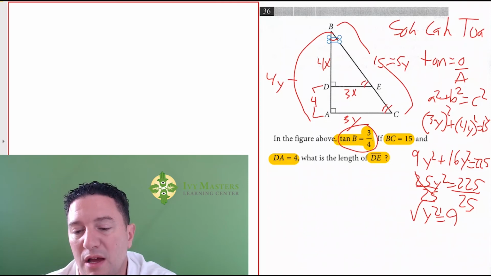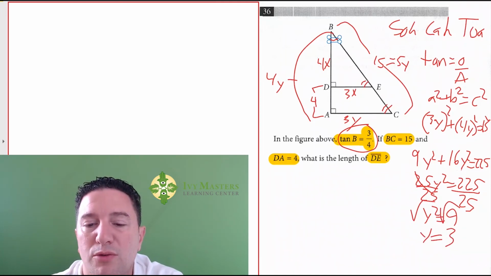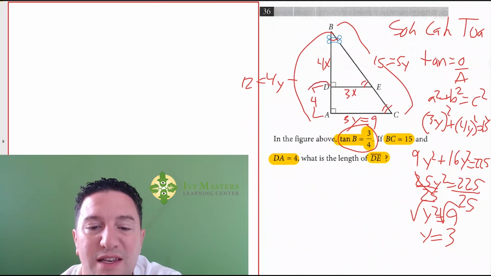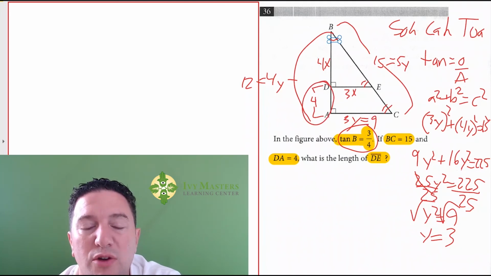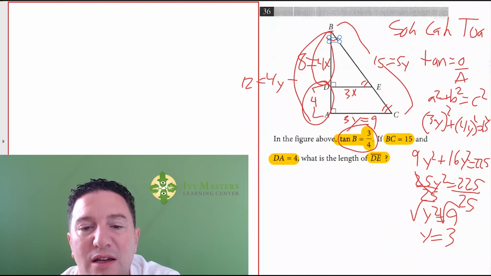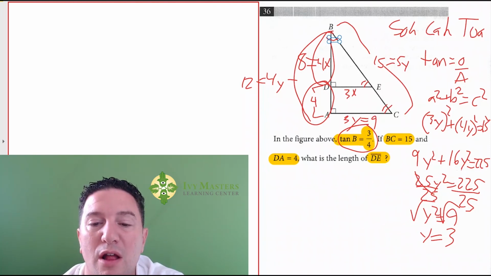Take the square root of both sides. You get, as I said before, y equals 3. So if y equals 3, then this side is 9. That doesn't help me much though. This side, 4y, 4 times 3 is 12. And if this whole side is 12, notice that DA is 4. So 12 minus 4 is 8, which has to be the length of BD. So if 4x equals 8, then divide both sides by 4, and x equals 2. And if x equals 2, then 3x is 3 times 2, which is in fact 6.